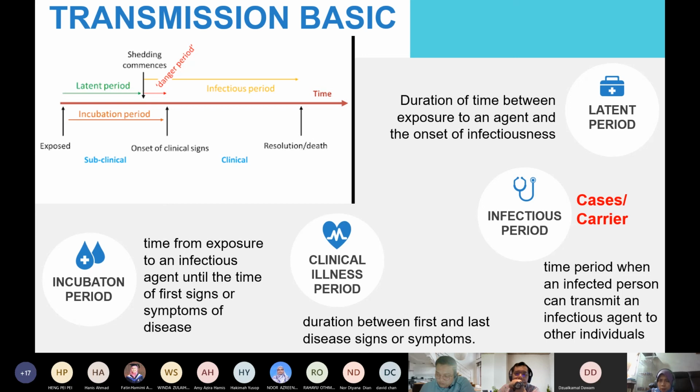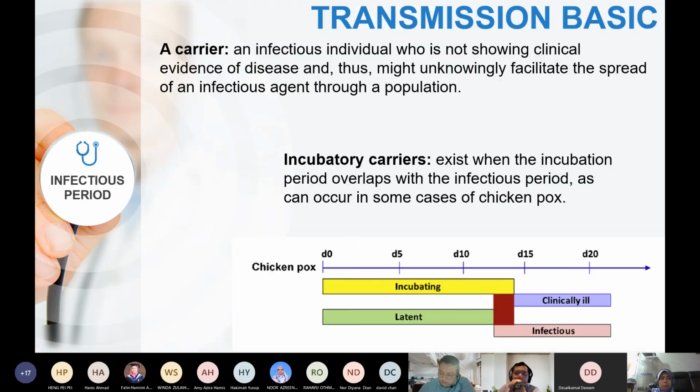So looking at this terminology, a carrier is an infectious individual who apparently look healthy, doesn't show anything, but they are infectious. Basically itulah definition dia. Ni ayat panjang-panjang ni. It can be in terms of incubatory carrier, especially in chickenpox, belum ada vesicle, belum ada demam lagi, but they are shedding already. And it is part of the incubation period. Latent period sini they start shedding here, right?